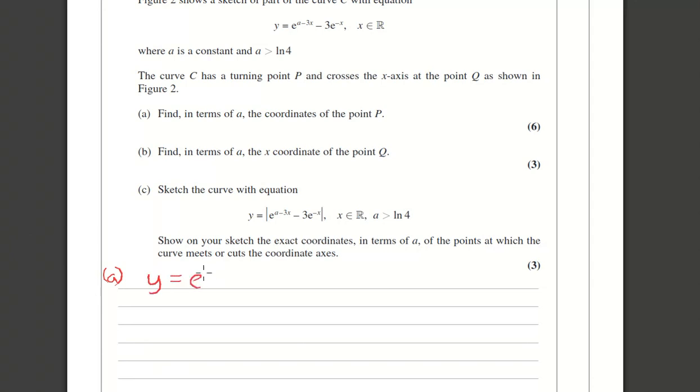So we've got e to the a minus 3x minus 3e to the minus x. I'm sure you'll all agree to find a turning point, you need to differentiate. Minus 3e to the a minus 3x, because remember, a is a constant, so it differentiates to 0, plus 3e to the minus x, and then we're going to set that equal to 0. Make sure you write that down in the exam as well, because they need to see that you understand the gradient is 0 at a turning point.